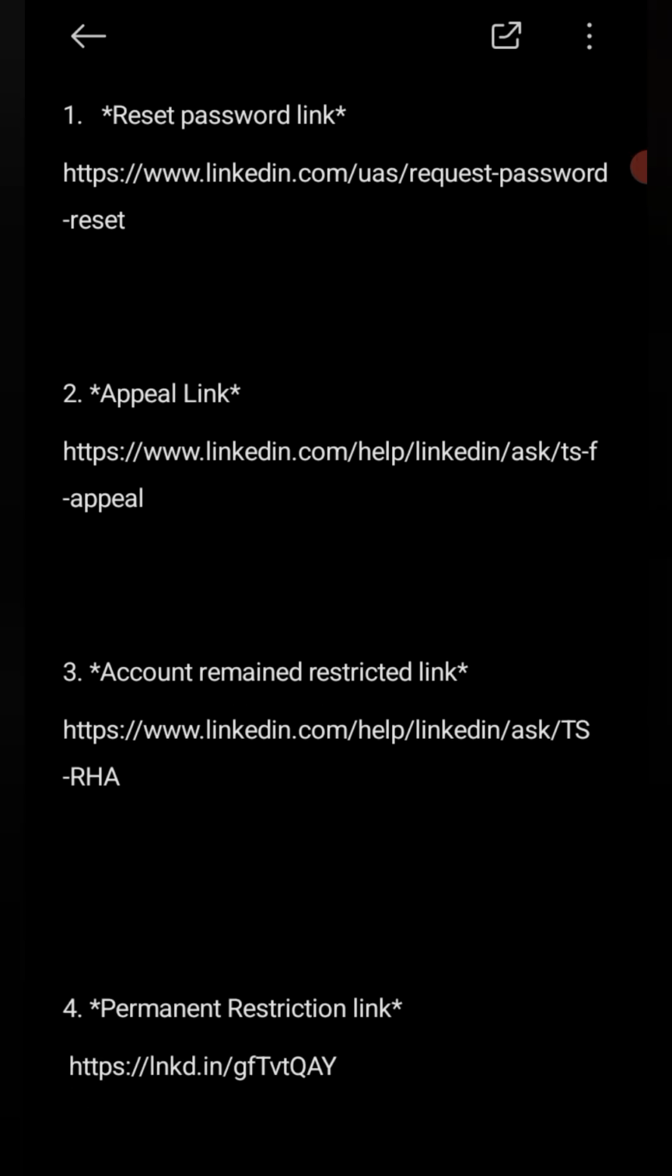Then, if your account remains restricted, you have done the verification but your account is still restricted, use this remain restricted link. To fill this thing is not hard. I'm going to send a link to help you go through it, read their rules and regulations, and you can get help from there.